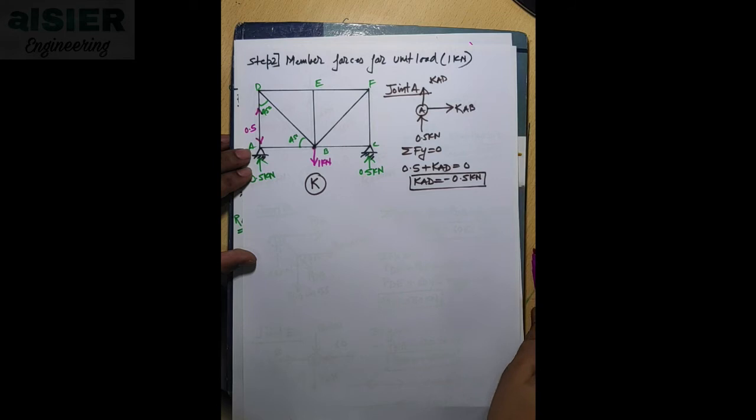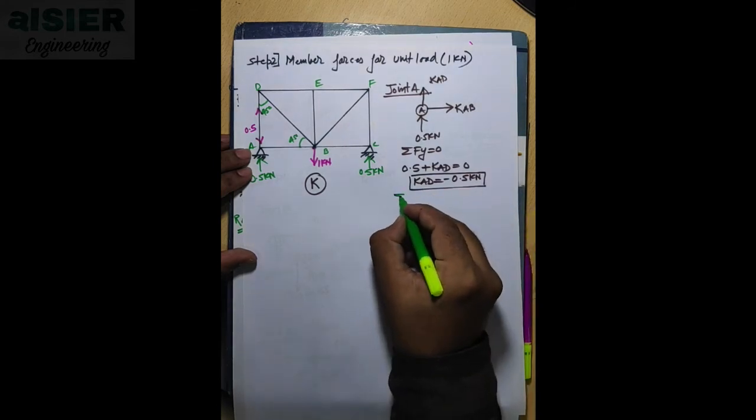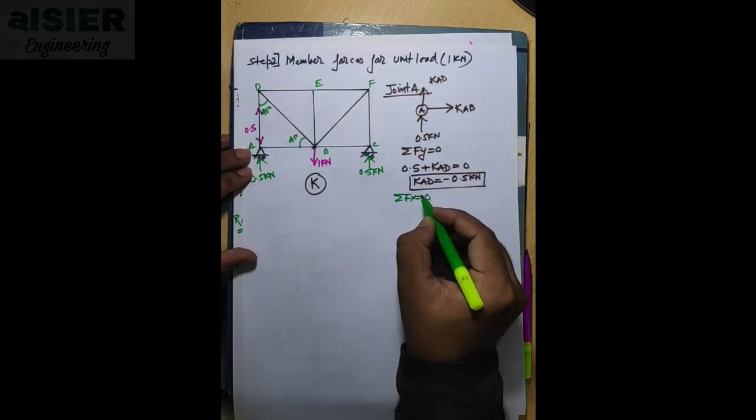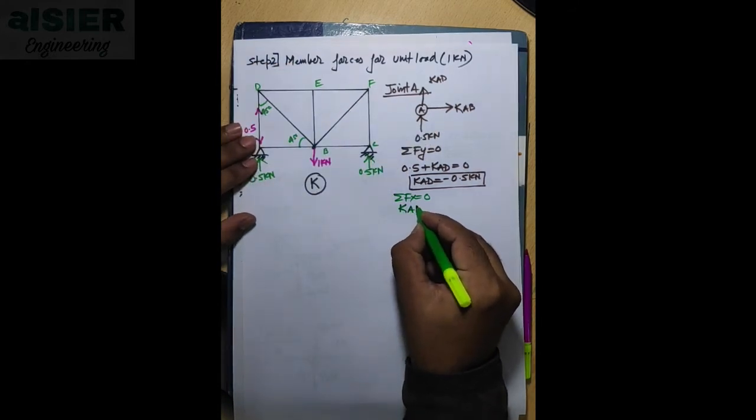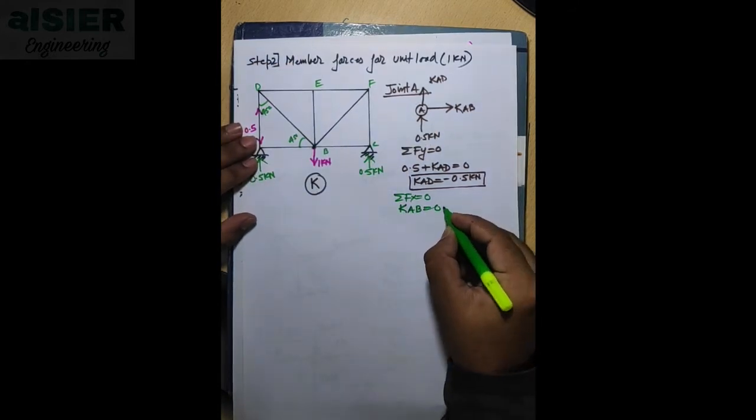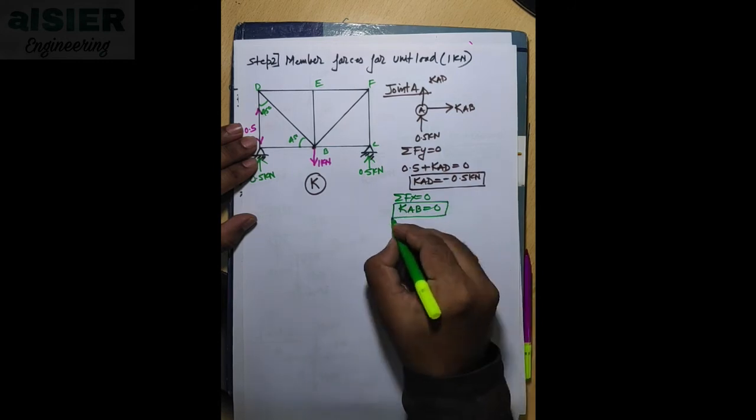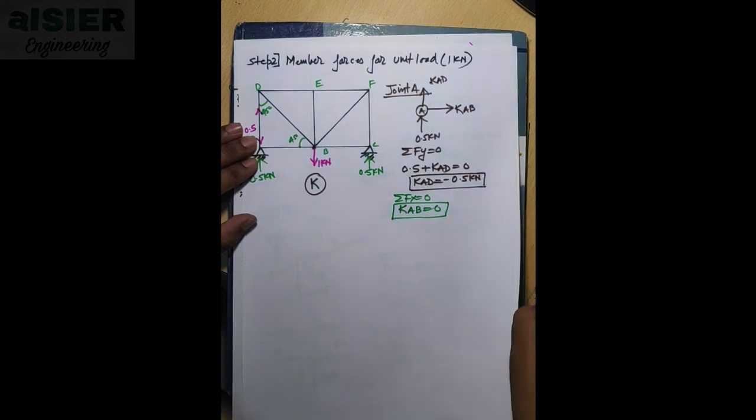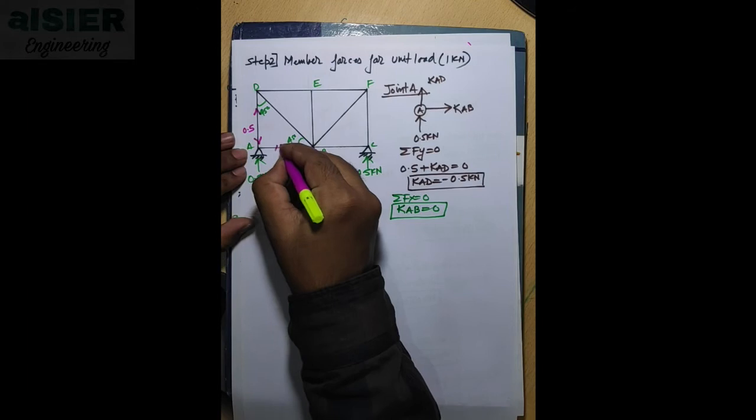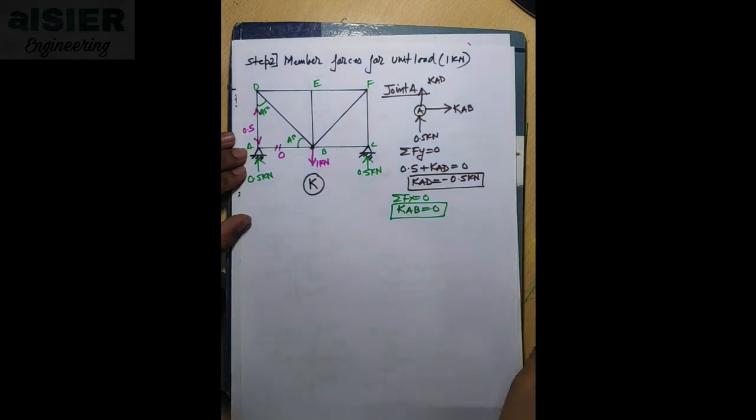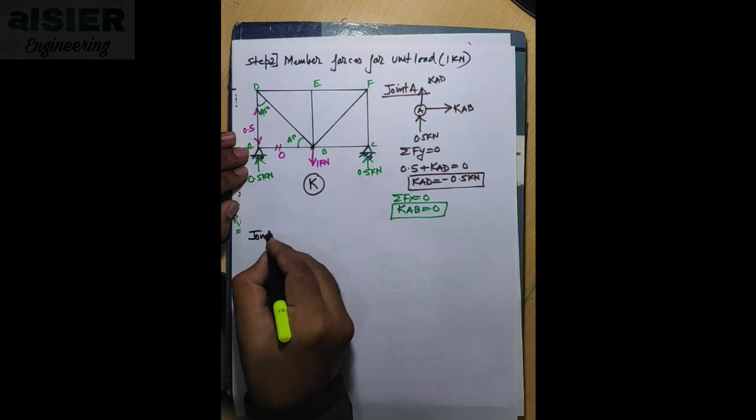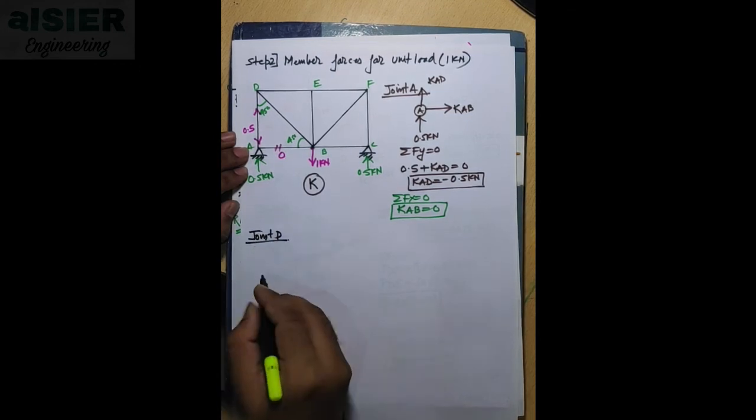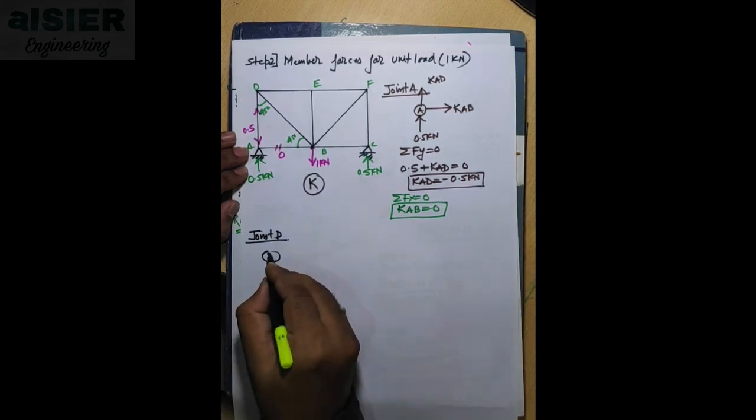Now we will do summation of Fx is equals to 0. So there is only one force, that is KAB is equals to 0, right? So we will mark it in the diagram that KAB is 0. Now next joint is joint D. So this is joint D.